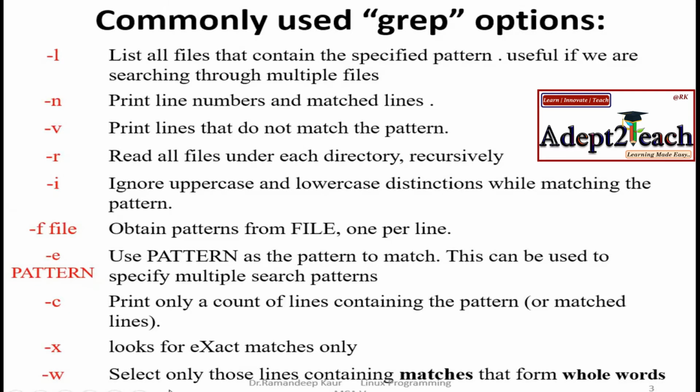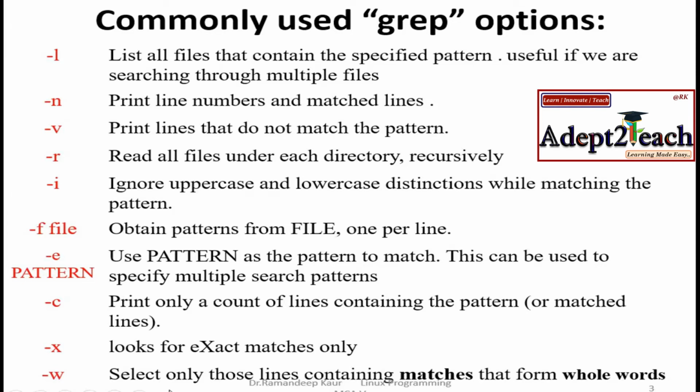Next, if I only want to print the count of those lines which match my pattern, then I can use the hyphen c option. If I'm looking for exact matches only, at that time I can use hyphen x. Exact matches means whether I have written it in uppercase or lowercase, exactly that letter should be matched. Then I will look for the hyphen x option.